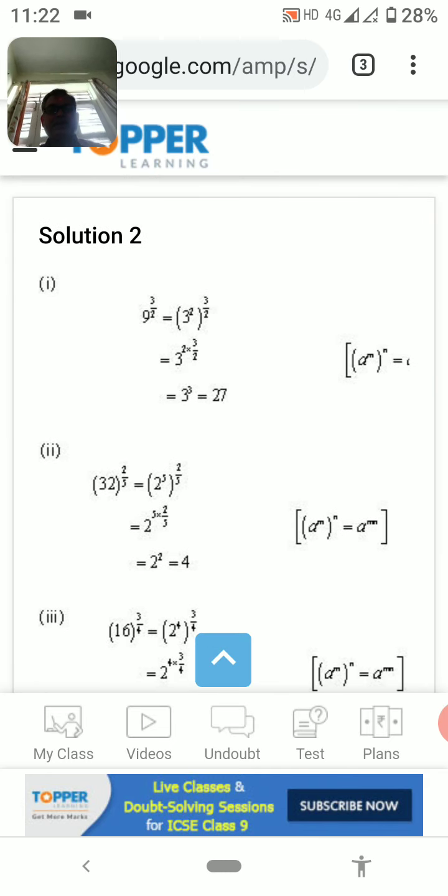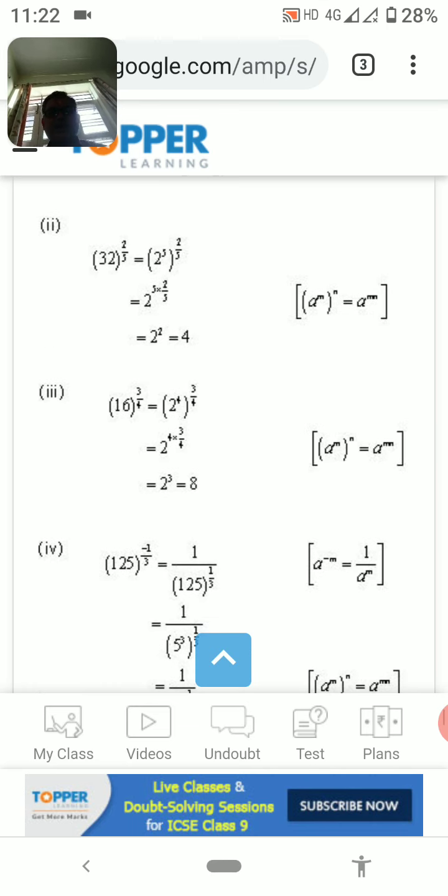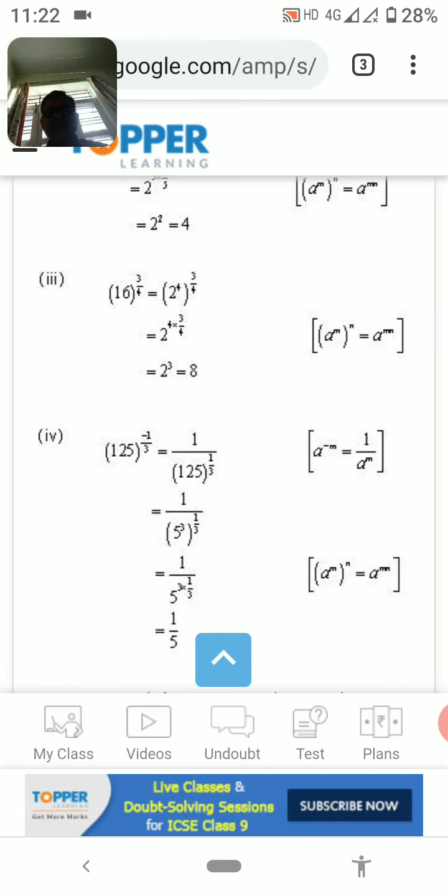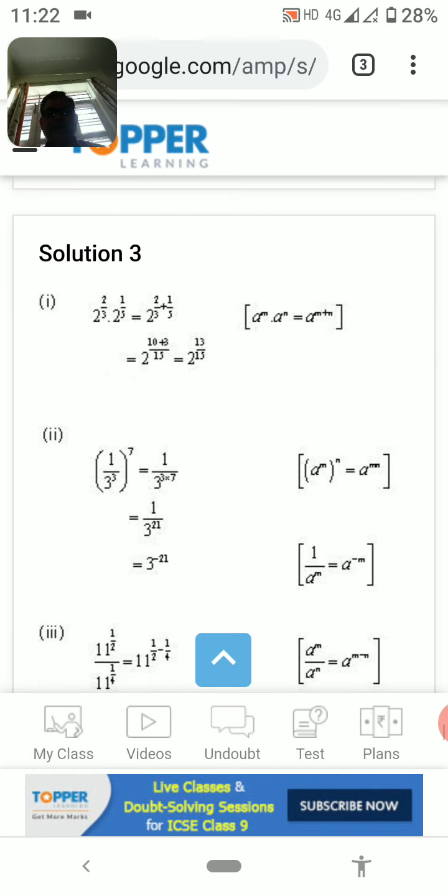Some more examples are there. 16 raised to 3 by 4, 32 raised to 2 by 5, 9 raised to 3 by 2. You can solve using the laws of exponents like in 8th class. So 125 raised to minus 1 by 3. These examples you can solve by using laws of exponents for more practice.